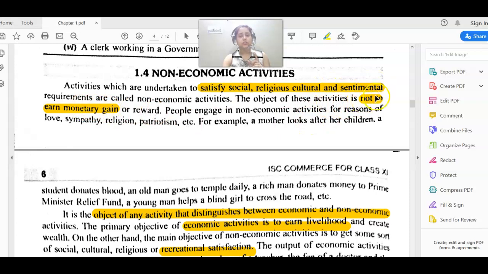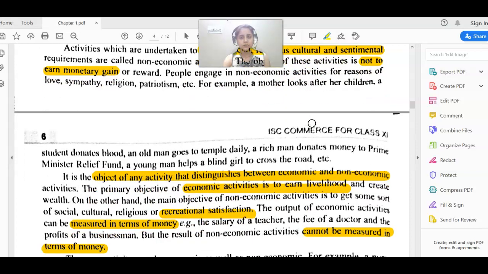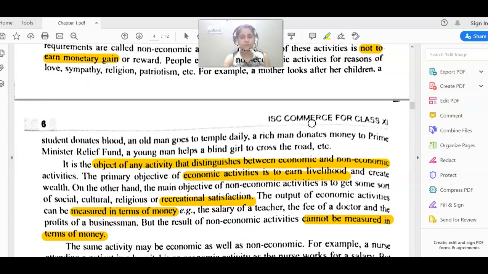The objective here is not to earn monetary gain or reward. So people do these activities for the reason of love, sympathy, religion, patriotism, etc. For example, a mother cooks food and looks after her children. A nurse taking care of his mother at home is a non-economic activity.